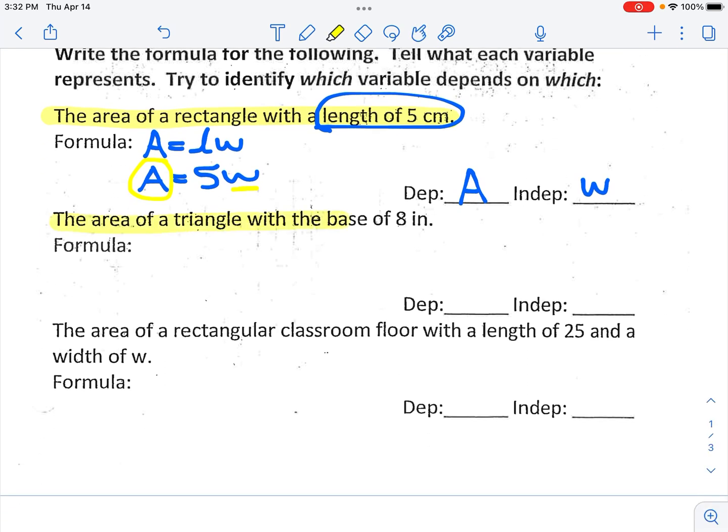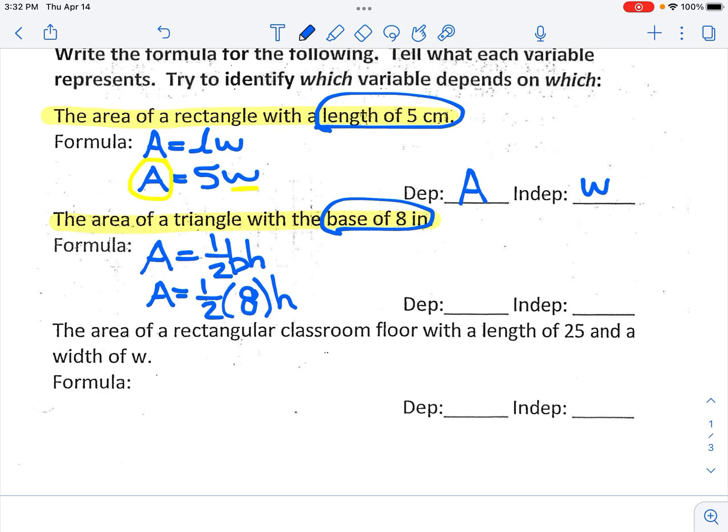The area of a triangle with a base of 8 inches. So we all remember to find the area of a triangle is 1/2 times base times height. Well, I'm told right here the base equals 8 inches. So I can substitute 1/2 times 8 times the unknown height. So in this case, the area of the triangle depends on the dimension of the height. So the height would be the independent, and again, the area would be the dependent. I think you see a little pattern starting here.